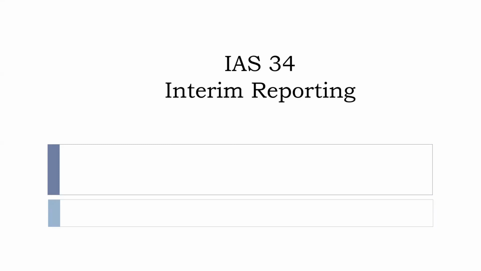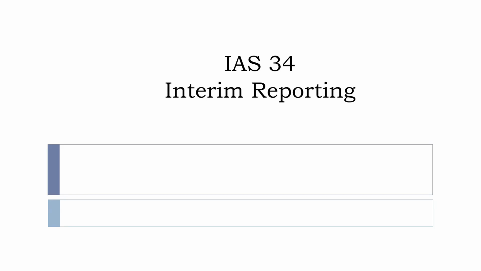But in that scenario, they'll have to refer to IS-1 presentation of financial statements for publishing their interim reports because they plan to give a full set of financial statements. If an entity decides to give a condensed set of financial statements, they can refer to IS-34. Now in the condensed set, obviously we'll be presenting the balance sheet, the income statement, the statement of changes in equity, the cash flow statement and notes to accounts.